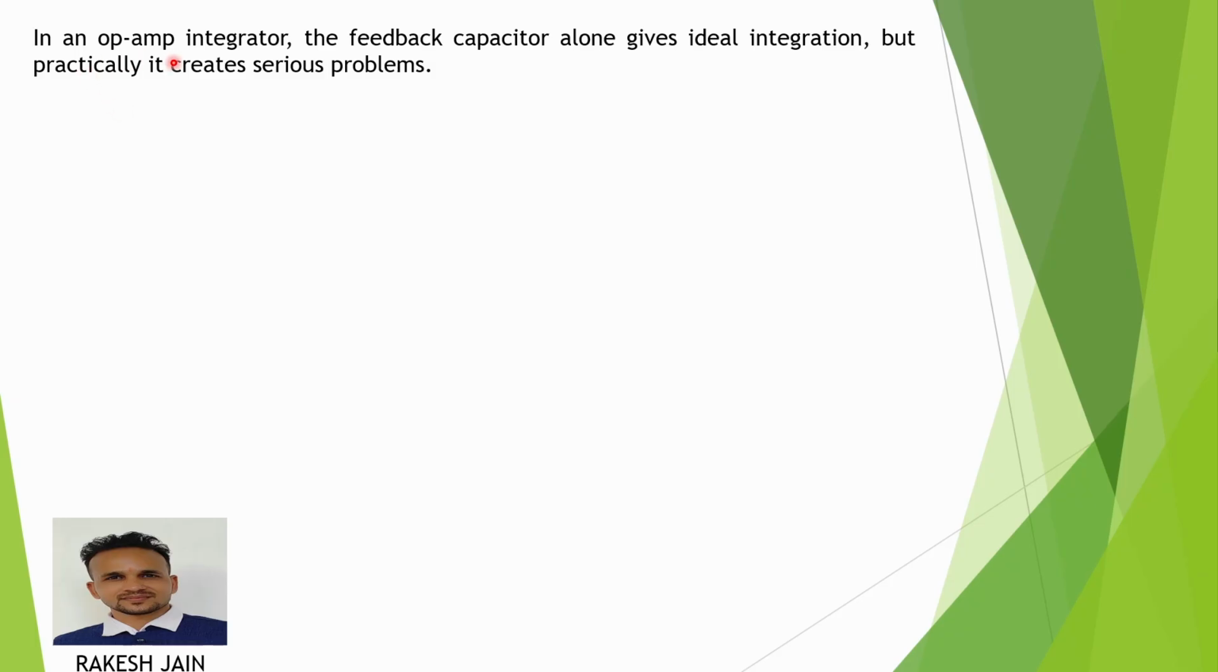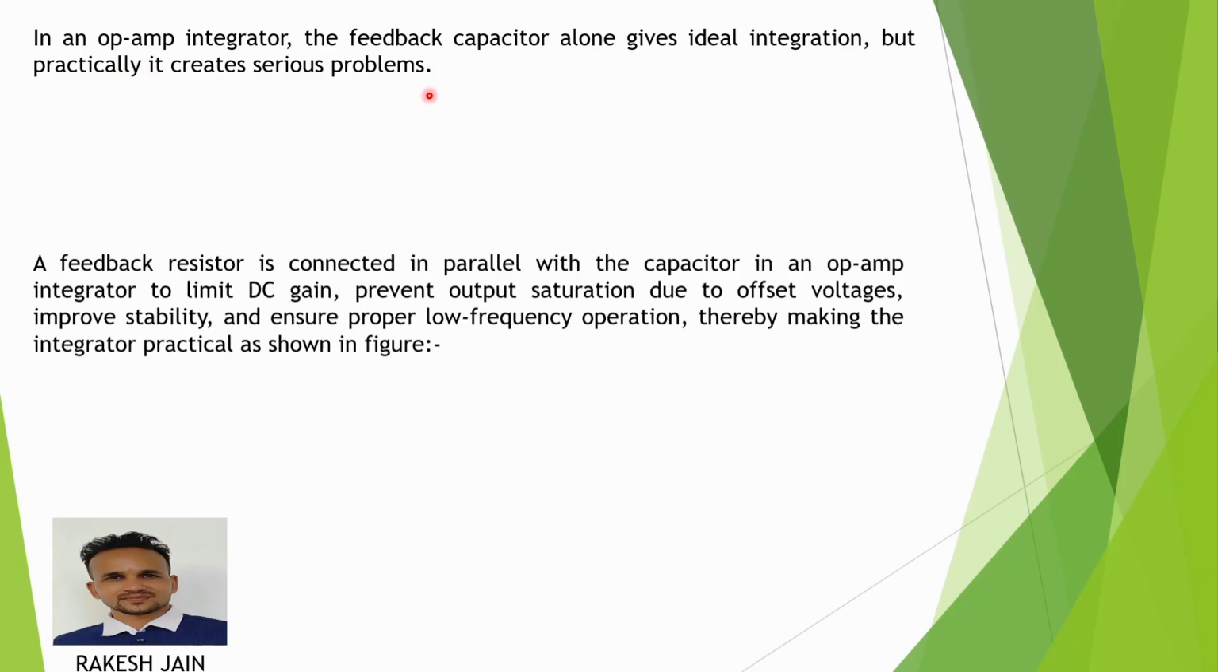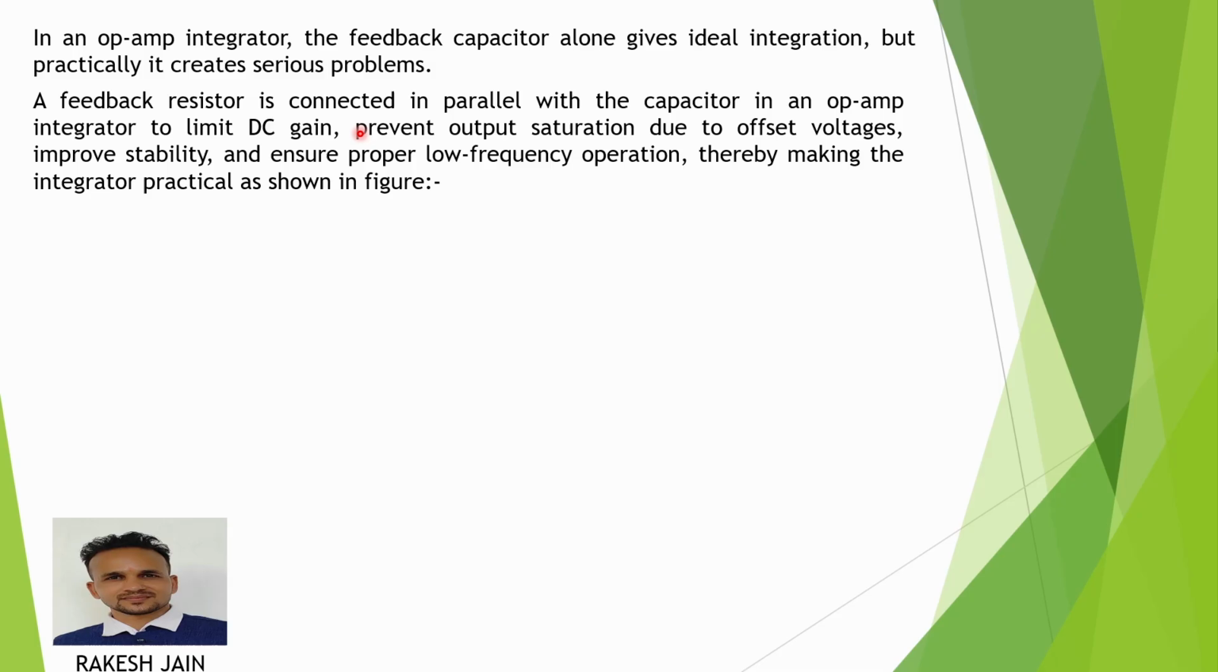Now, in an operational amplifier integrator, the feedback capacitor alone gives ideal integration, but practically it creates serious problems. A feedback resistor is connected in parallel with the capacitor in operational amplifier integrator applications to limit the DC gain, prevent output saturation due to offset voltages, improve stability and ensure proper low frequency operation, thereby making the integrator practical as shown in the figure.